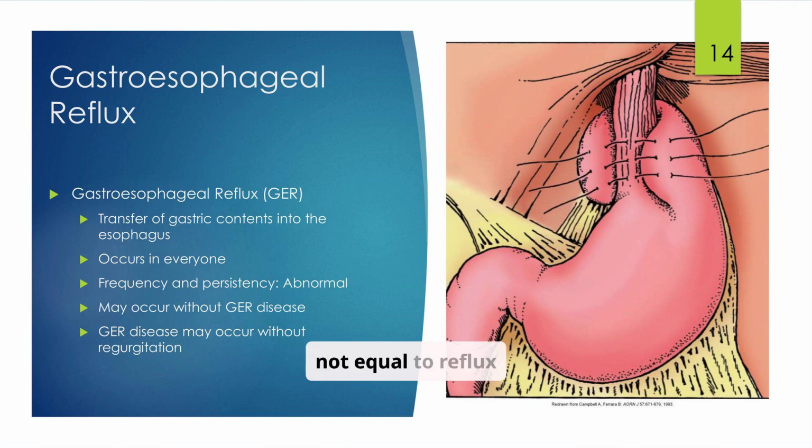Reflux does not equal reflux disease. Babies spit up all the time, no biggie if they're gaining weight. But when reflux causes pain, poor growth, or respiratory issues, that's GERD. Thickened feeds, smaller volumes, upright positioning can work wonders.